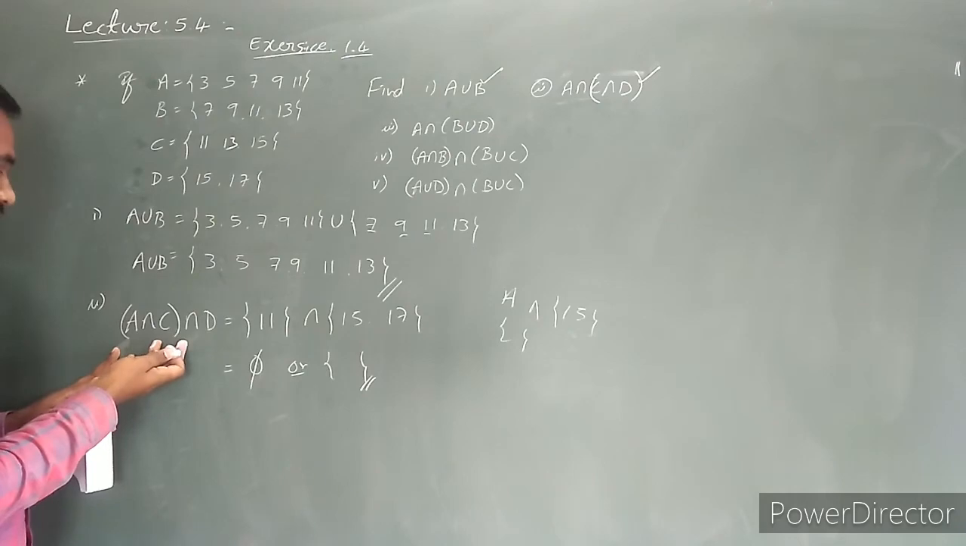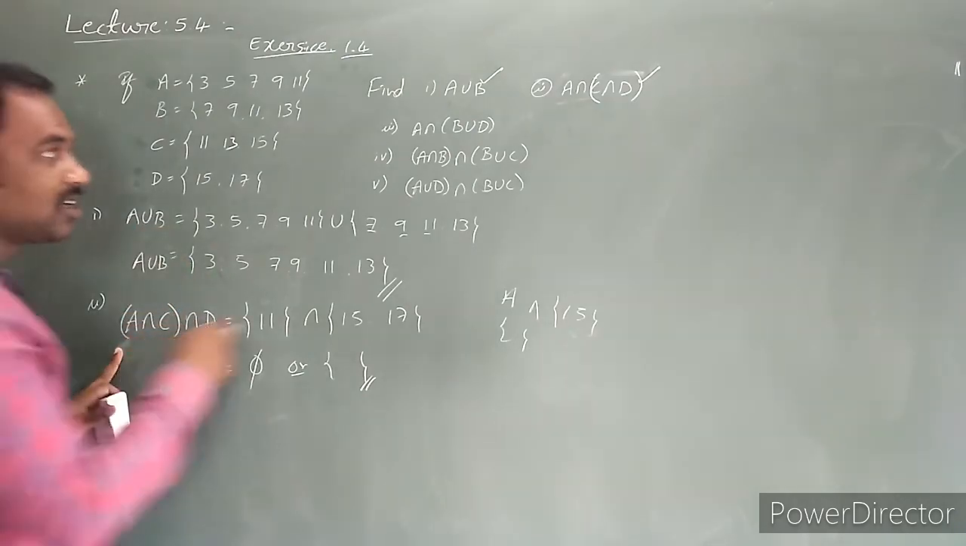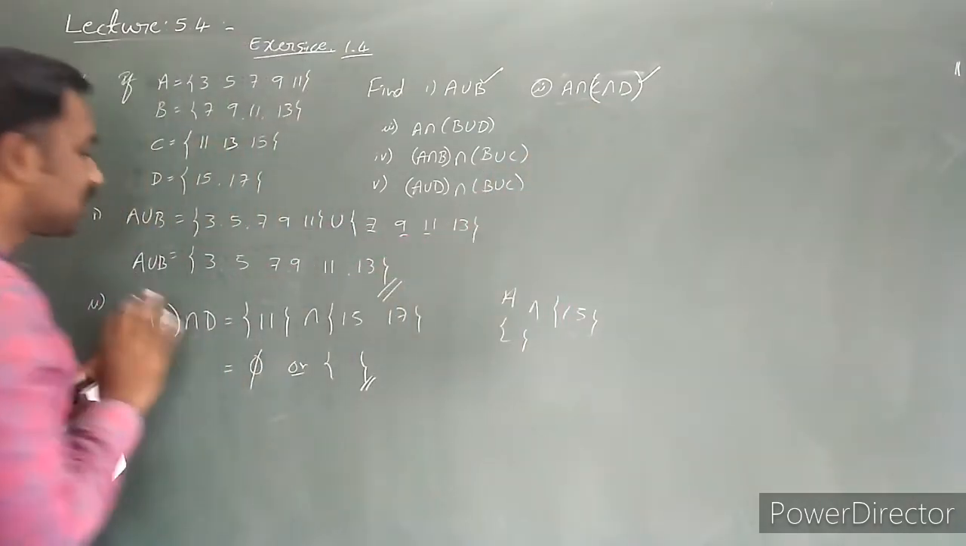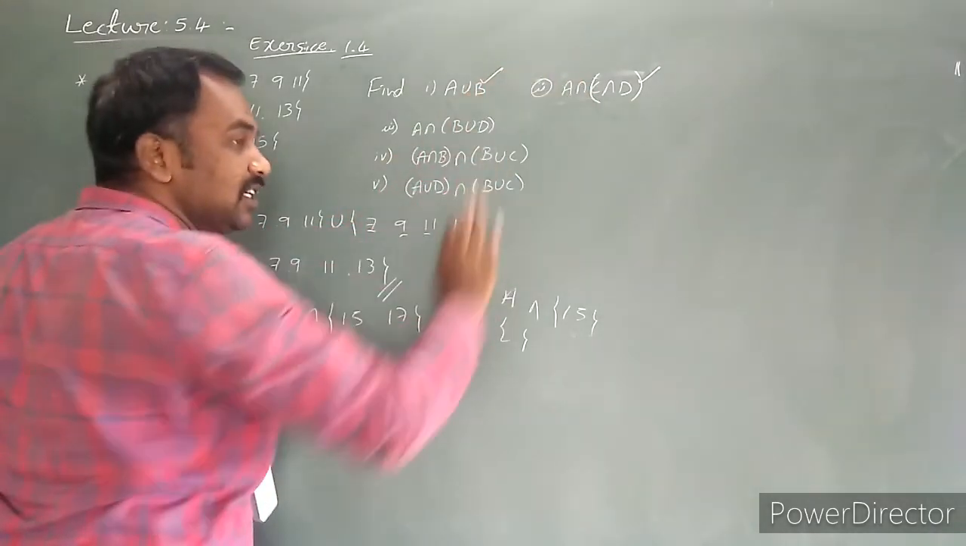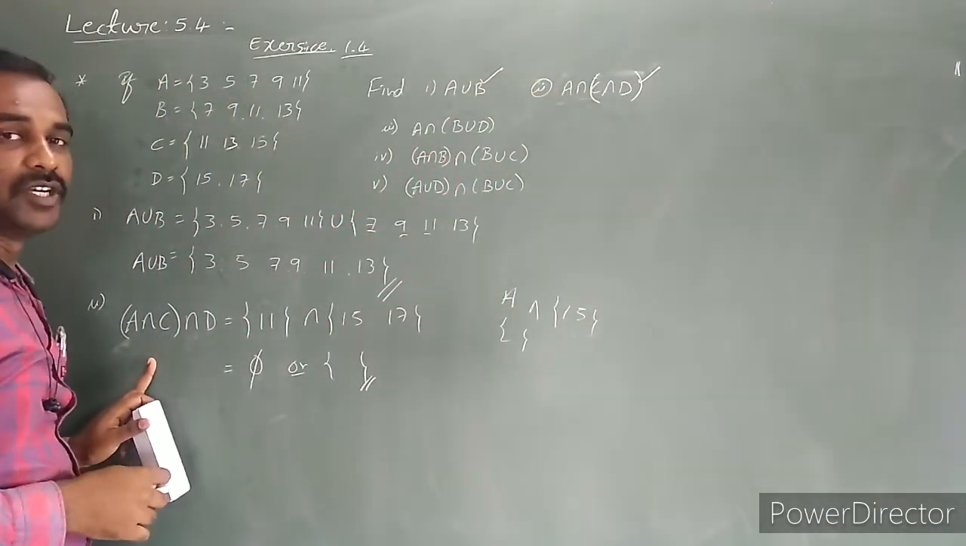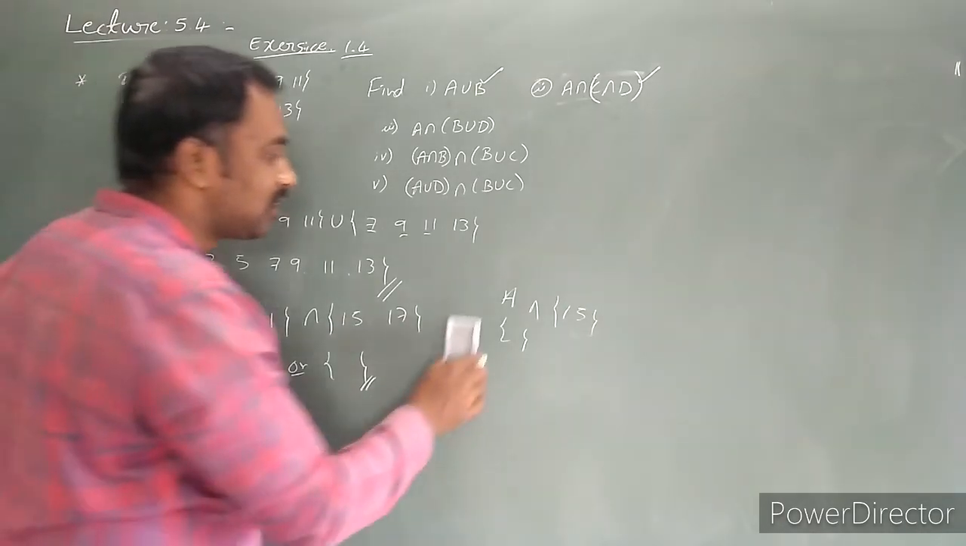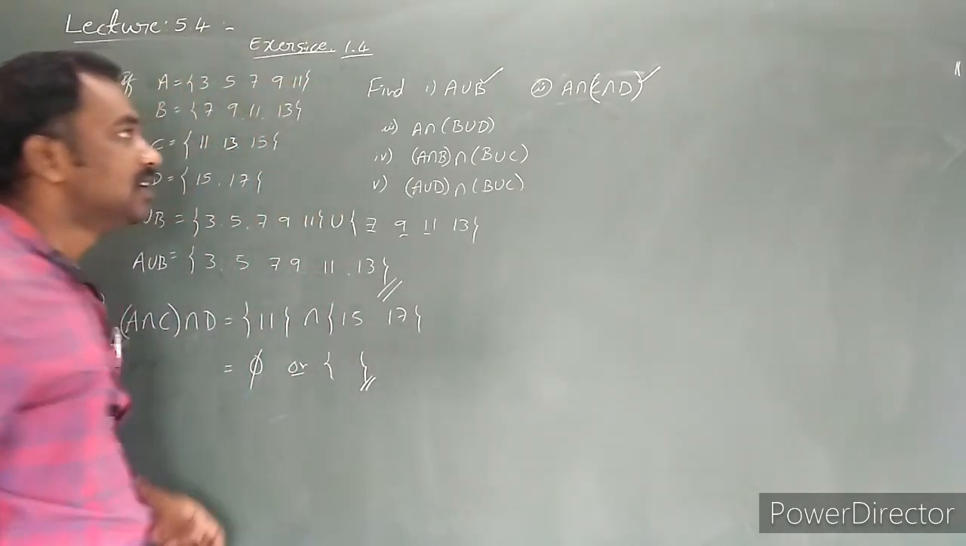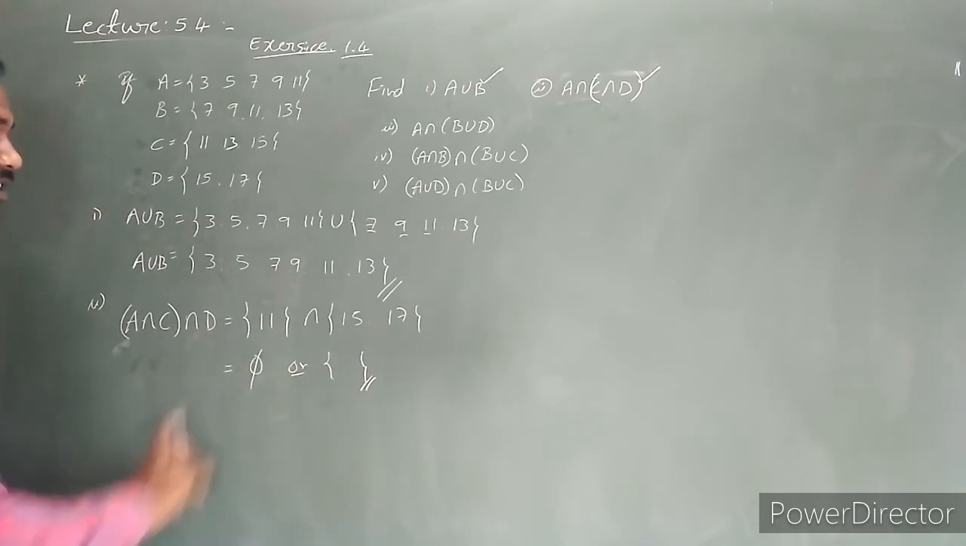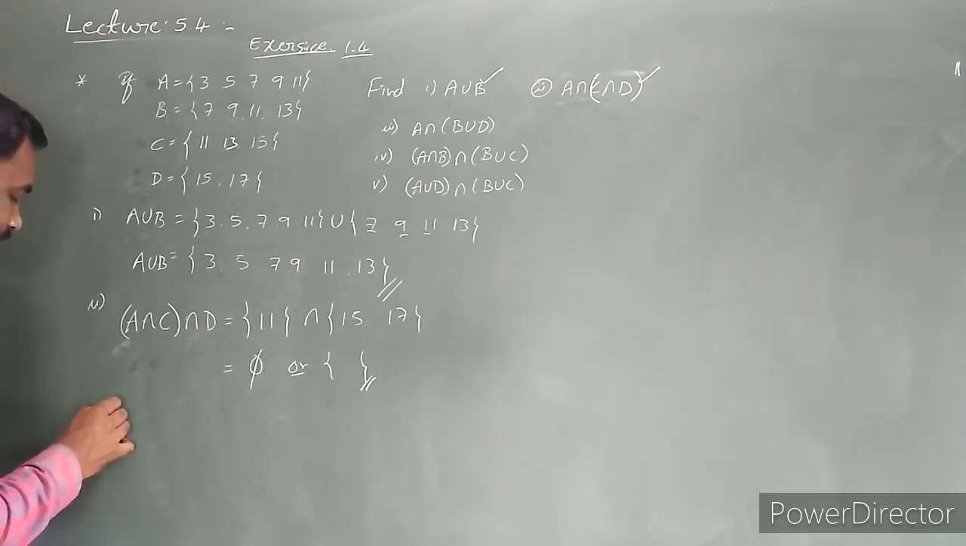A intersection C and intersection D, or else doing it in this manner, we will get the same set. Here we just proved the associative law by taking a particular example. Associative law is satisfied for any set, on the operation intersection. The second case is over. Are you clear? Very simple. Next, the third case.